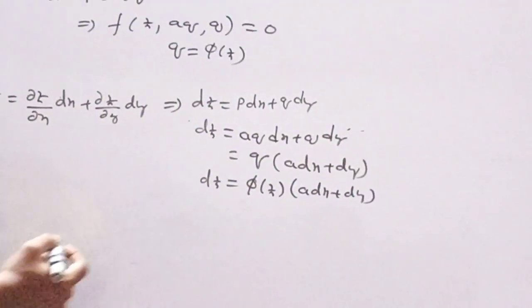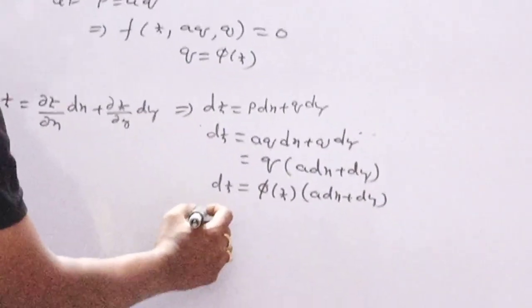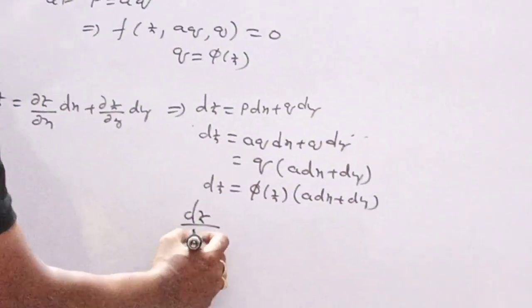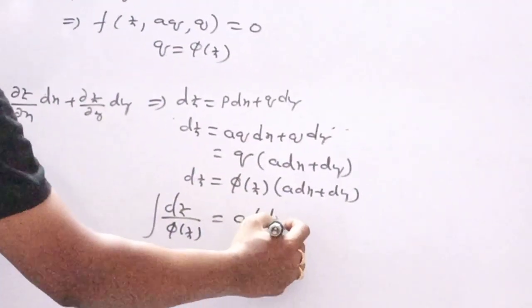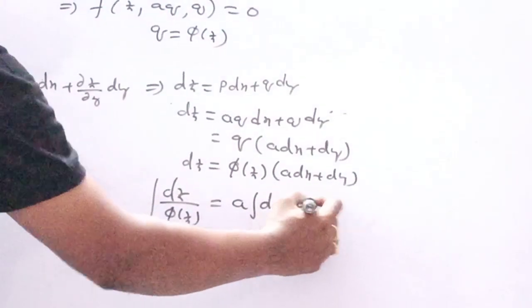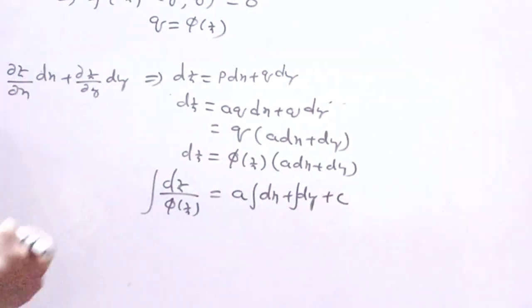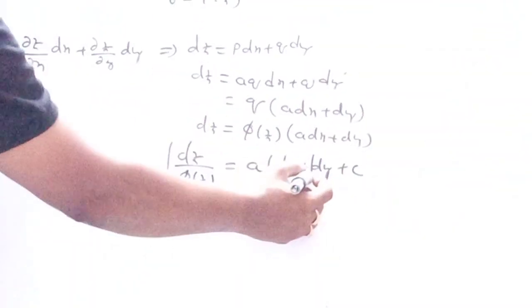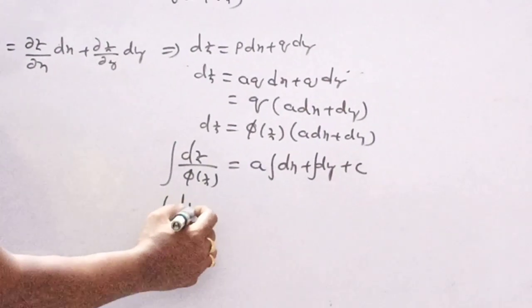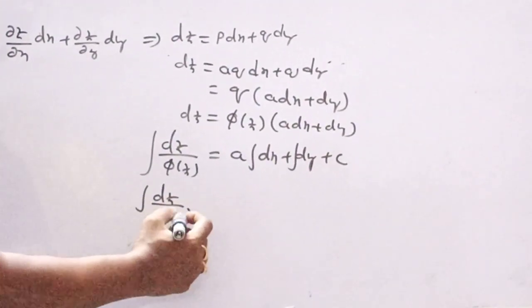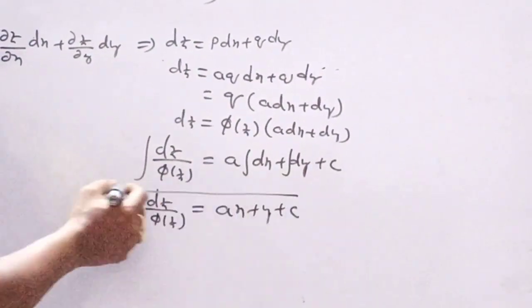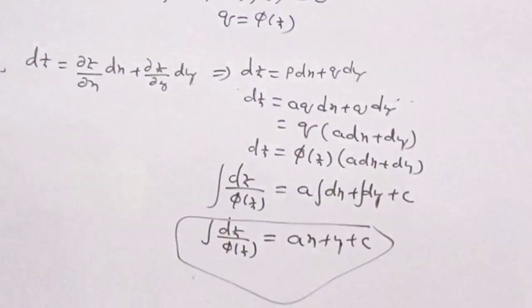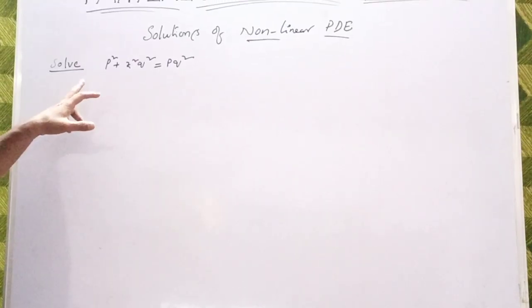So again taking integral, dz by phi of z equal to a into integral dx plus integral dy plus constant c. So ax plus y plus c. So integral dz by phi of z equal to ax plus y plus c is the required solution.